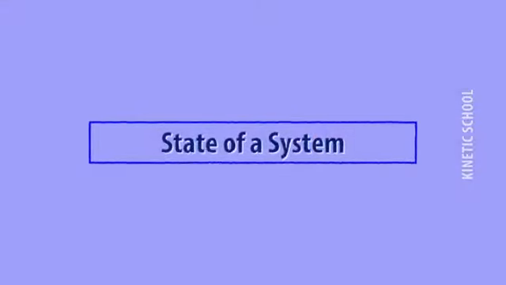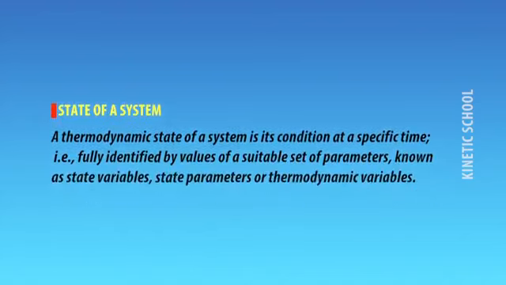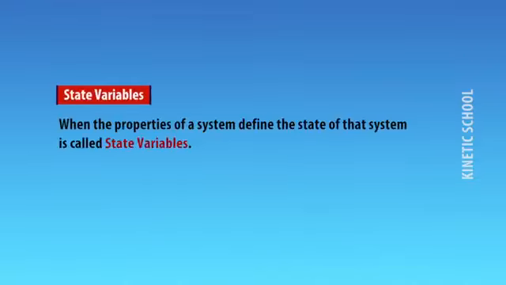State of a system. A thermodynamic state of a system is its condition at a specific time that is fully identified by the values of a suitable set of parameters known as state variables, state parameters or thermodynamic variables. So, how do you define state variables? When the properties of a system define the state of that system, they are called state variables.